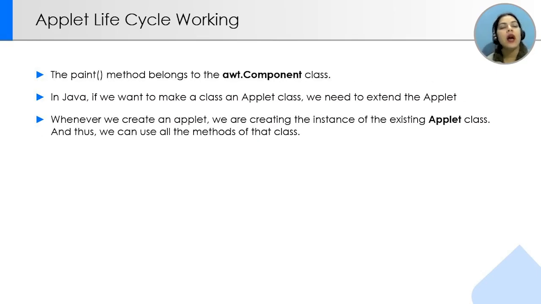Now, the paint method belongs to another class, that is the graphic class. For the graphic class, we have the AWT component. So the paint method belongs to the component class and it will combine the applet and the graphic class. In Java, if we want to make an applet class, we need to extend the applet. There is no need to create the applet class. We just need to extend that class and by default, all the methods which belong to the applet lifecycle will be called by itself. We just need to mention what we want to do with the help of those methods. Whenever we create an applet, we are creating the instance of the existing applet class, and thus we can use all the methods of that class.